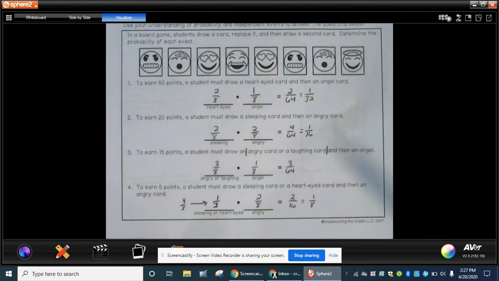So again, independent events do not affect each other. The drawing of a card does not affect the drawing of another card. In this case, we take the card out, we replace it back into the deck. Nothing has changed. The size of the deck is not changing. So again, independent events do not affect each other.